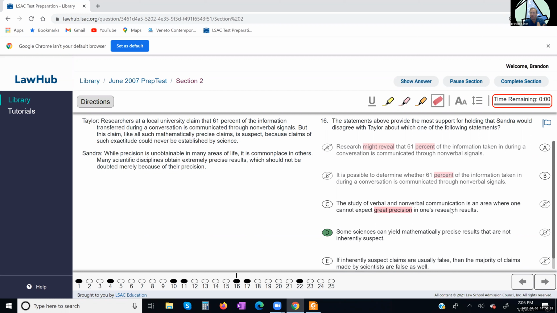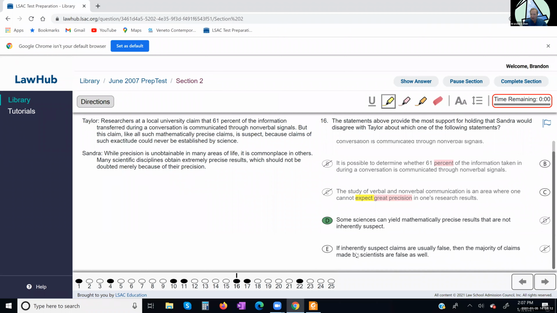There's really not a better explanation for me to give than this is language, the study of verbal and nonverbal being an area where we can expect great precision, the expectation of it. We just don't have that information. And E says, if inherently suspect claims are usually false, then the majority of claims made by scientists are false. Again, this is like a jump that I just don't see how Taylor or Sandra could be tied to at all. I don't think either of them are mentioning that. So there's just no way to back that up. And so anyway, that's going to be the explanation to the point of disagreement in this question.